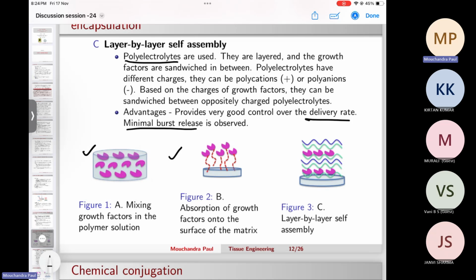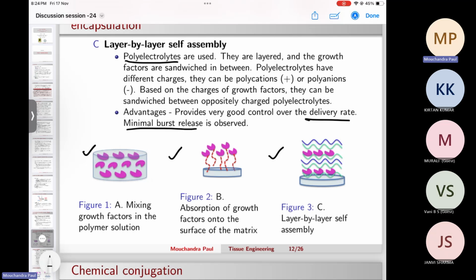And here, this interaction is showing the interaction between the growth factor and the scaffold, which is allowing absorption to happen. So it can be due to hydrophilic interactions, charge-based interaction, ionic interaction, etc. And the third way is the layer by layer.